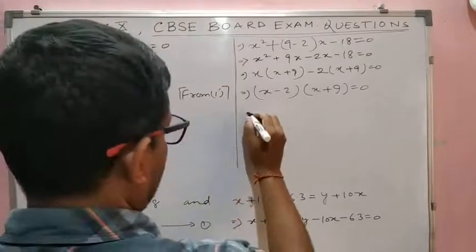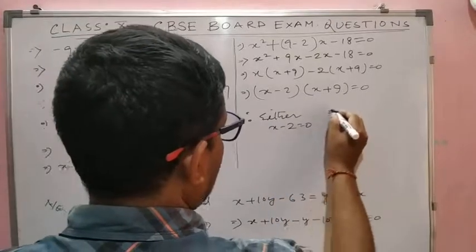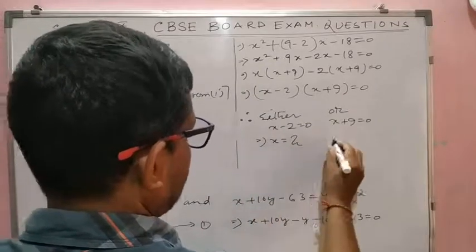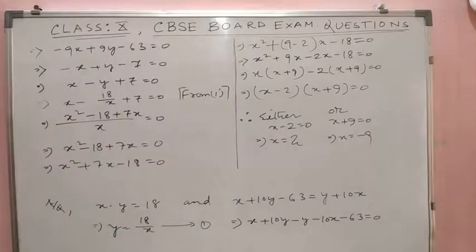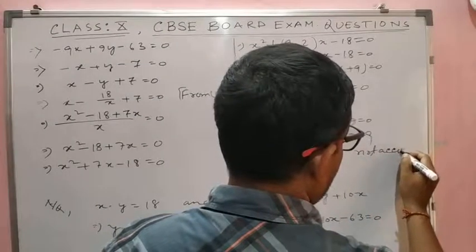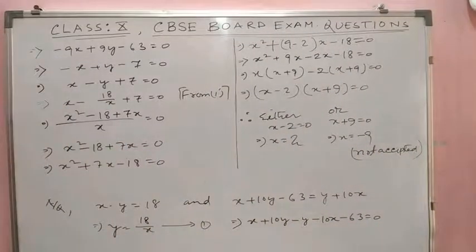Now therefore either x minus 2 equal to 0 or x plus 9 equal to 0. This implies that x equal to 2 and this implies that x equal to minus 9. So x is the digit, it cannot be negative, so it is not accepted. Now the value of x will be 2. Now we have to put the value of x equal to 2 here in equation 1, then we can find out the value of y. So let us see this one.